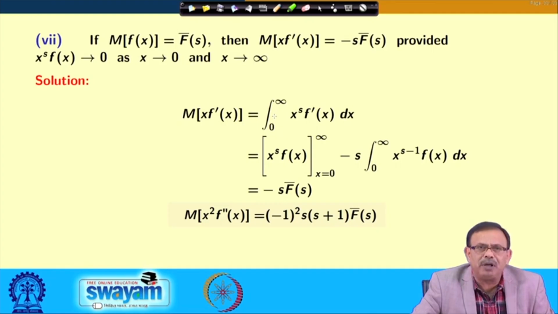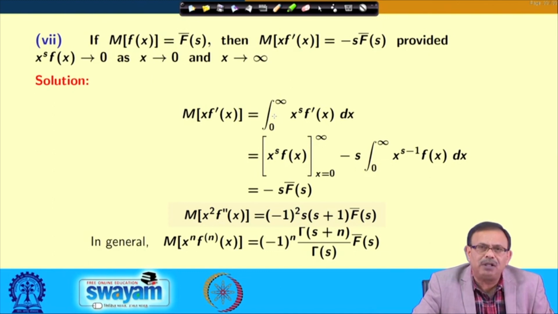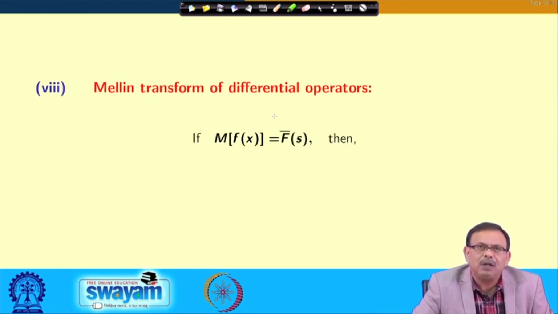Similarly, I can show that Mellin transform of x square f double dash x equals minus 1 whole square s plus 1 into F bar s. From here, in general, I can write down Mellin transform of x to the power n f n x equals minus 1 to the power n gamma s plus n by gamma s into F bar s. So, in general, we can tell this thing.